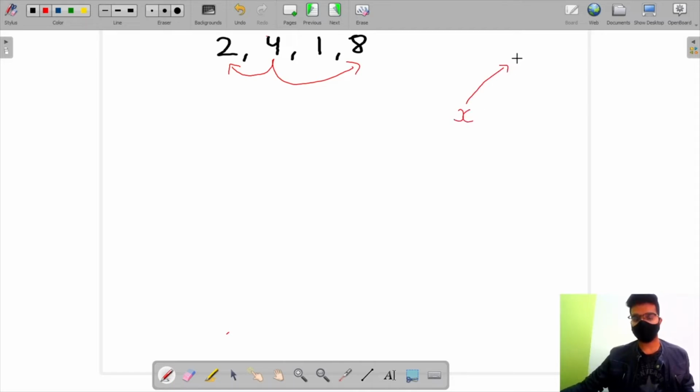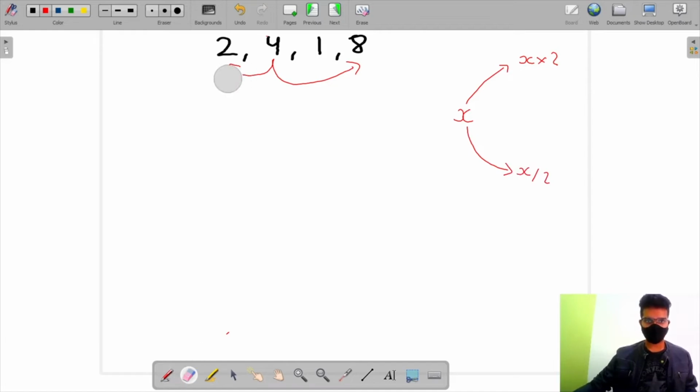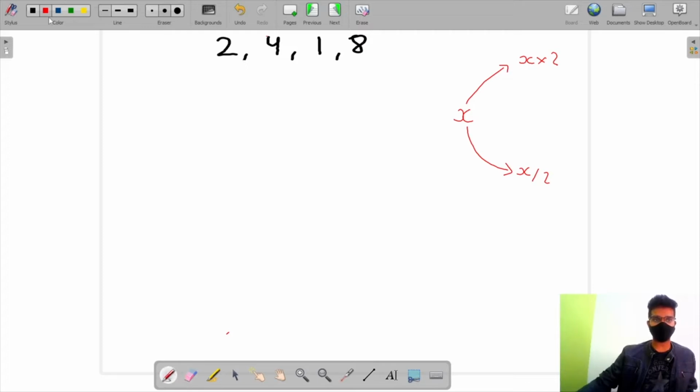If it can pair up with 8, that means its double might exist, that is x into 2, right? Or 4 is the double of someone, so x divided by 2. Perfect. So these are the two conditions I got. But how does sorting the array help us? We are going to see it now. If we sort the array, what will we get? 1, 2, 4 and 8.